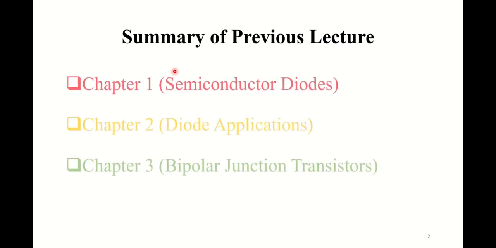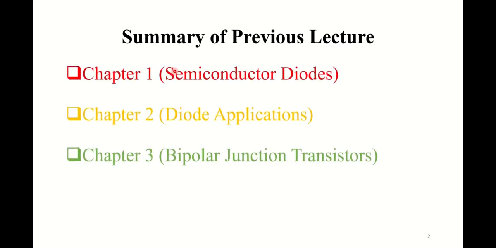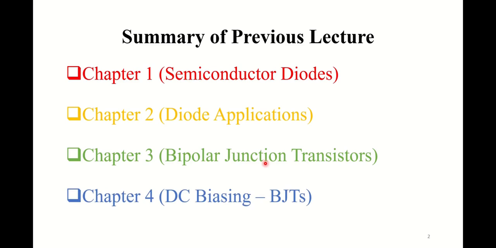In the previous lecture, we mainly discussed the main topics of chapter number 1, chapter number 2, and chapter number 3 that deal with semiconductor diodes, diode applications, and bipolar junction transistors. We also discussed a few topics of chapter number 4, including fixed bias configuration, load line analysis, the effect on the position of the Q point by varying different parameters, and solved a few examples related to these topics.